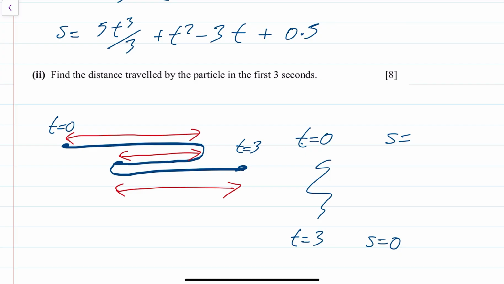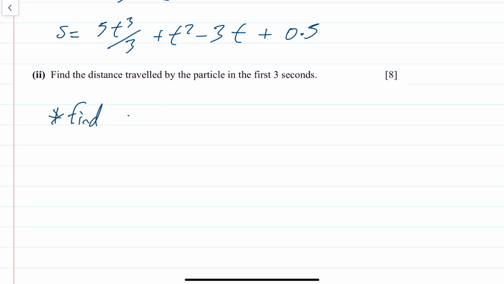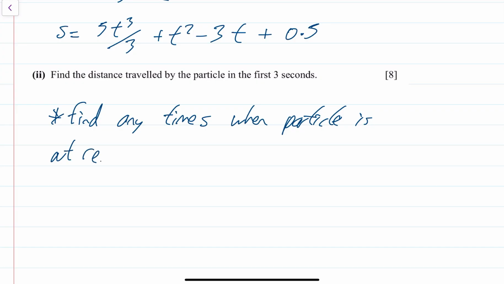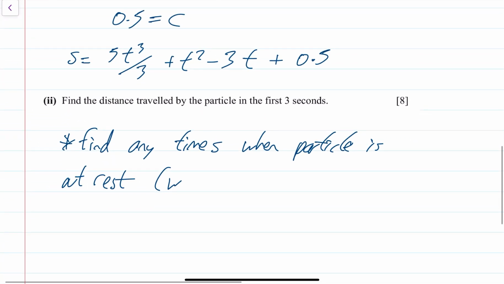So in a question like this, your first step, and we'll come back to all this, is you must find any times when the particle is at rest. Remember that means your v is equal to 0.